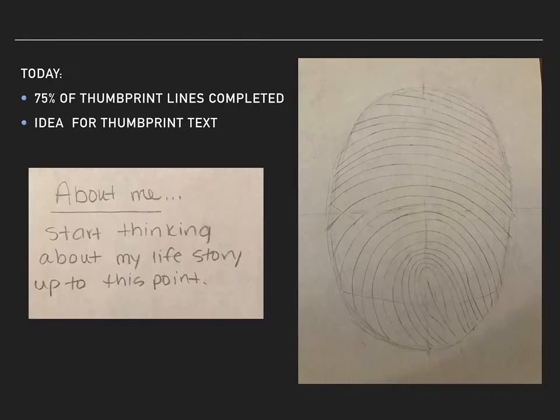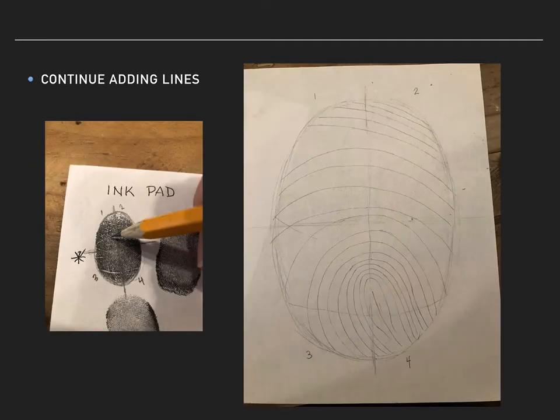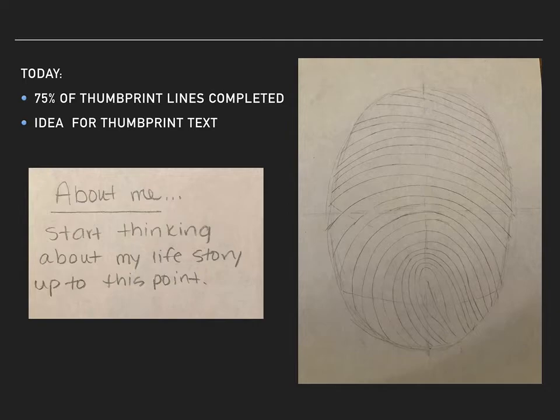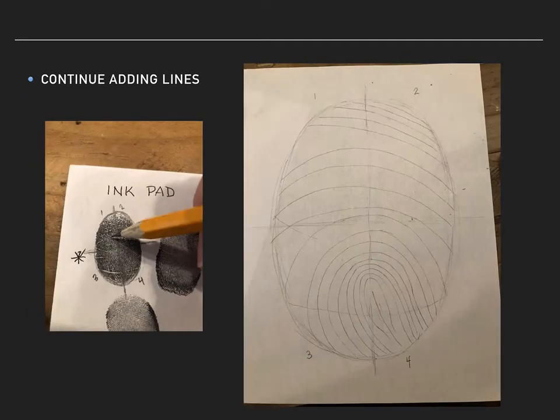For today, what I'd like to see is about 75% of your thumbprint lines completed. This drawing here is actually 100% completed. I would say 75 would be like this, right? So I did some of it. Hey, listen, 75% or more, so you might have it all completed, but I'd like to see a lot of your lines completed, all right?